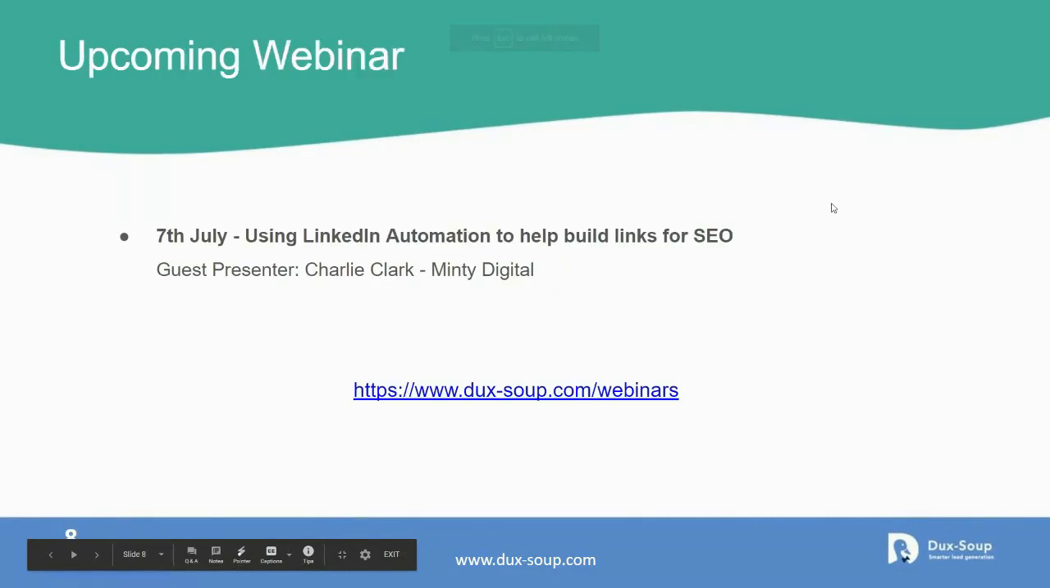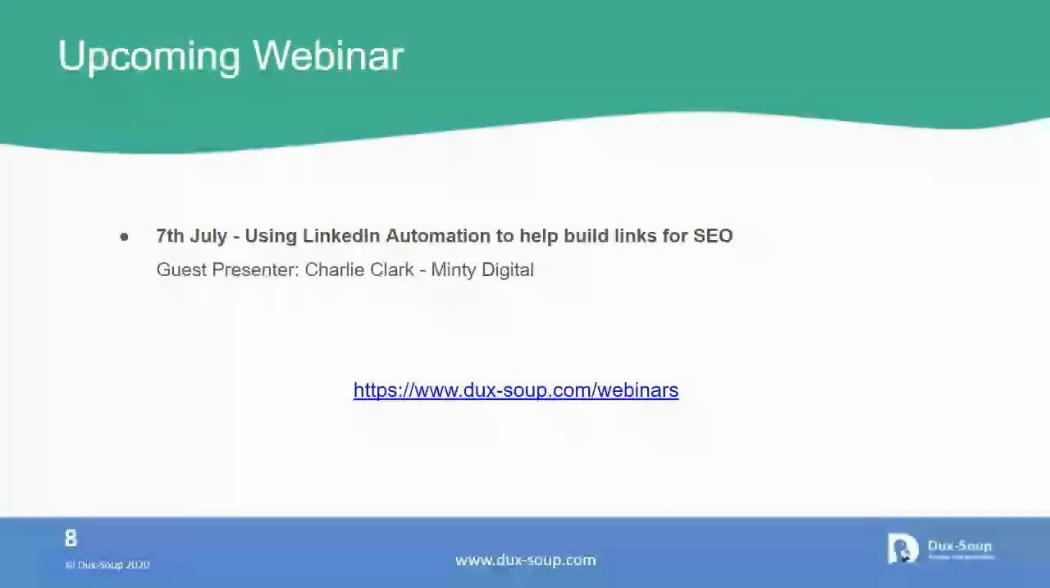Cool. Okay, just a quick one for the next webinar, which is scheduled for 2 weeks' time. On the 7th of July, we have Charlie from Minty Digital. I believe there are some articles on our website which have been presented by Charlie in the past. He's going to be presenting using LinkedIn automation to help build links for search engine optimization. Looking forward to that in 2 weeks' time. And as always, all the past webinars are available on our website through the link that you see there on the screen.